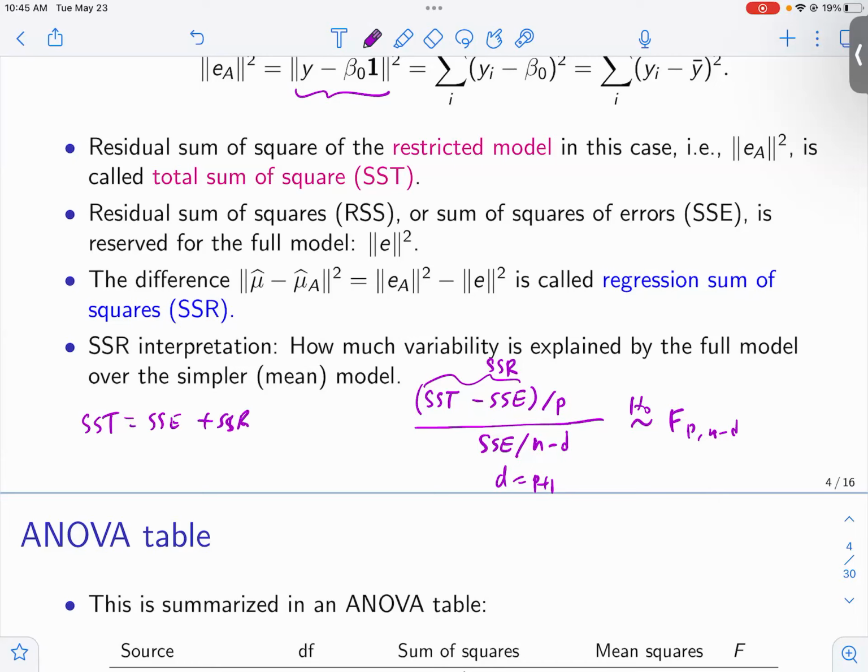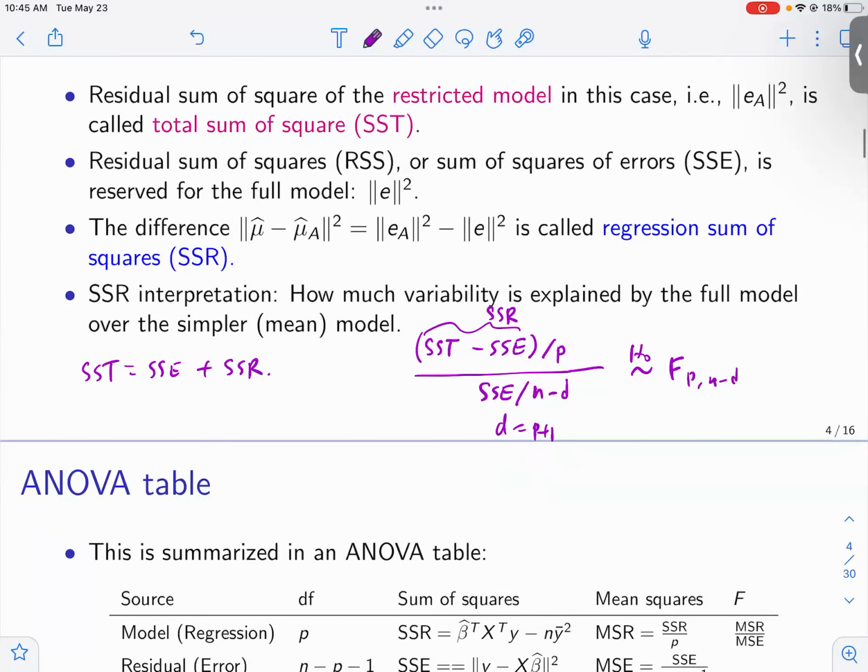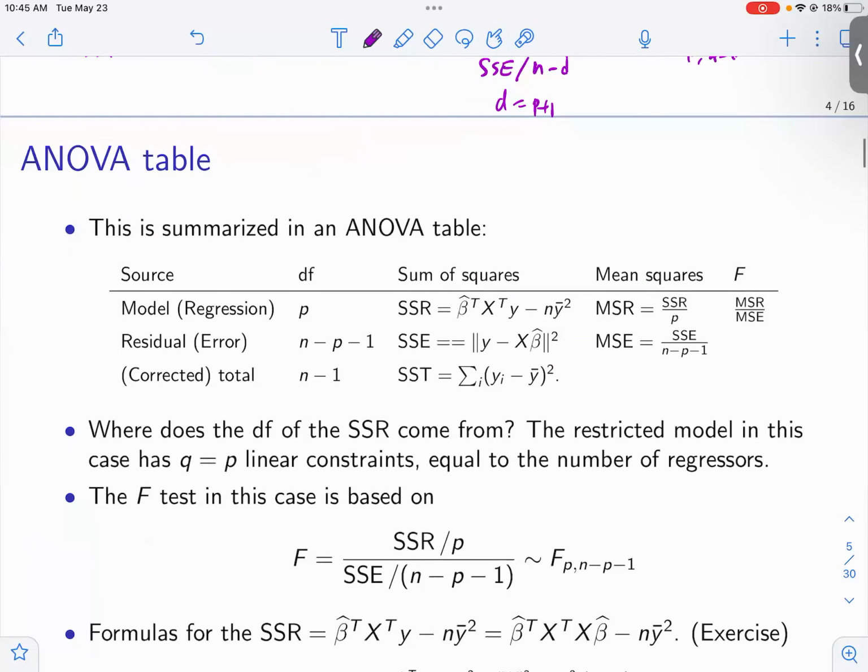That's the Pythagorean theorem that we had. In this case, they have these different names. So SSR is the regression sum of squares, interpreted as how much variability is explained by the full model, or by the covariates, over the simple model. Then you write these things into an ANOVA table, which is just the summary of the model. The model has P degrees of freedom. The residual sum of squares has N minus P minus 1 degrees of freedom. The total, the SST degrees of freedom, is the sum of the two. We don't use the N minus 1 directly, but that's the degrees of freedom of SST. For SSR and SSE, you can calculate with the different formulas, you can just play with it.